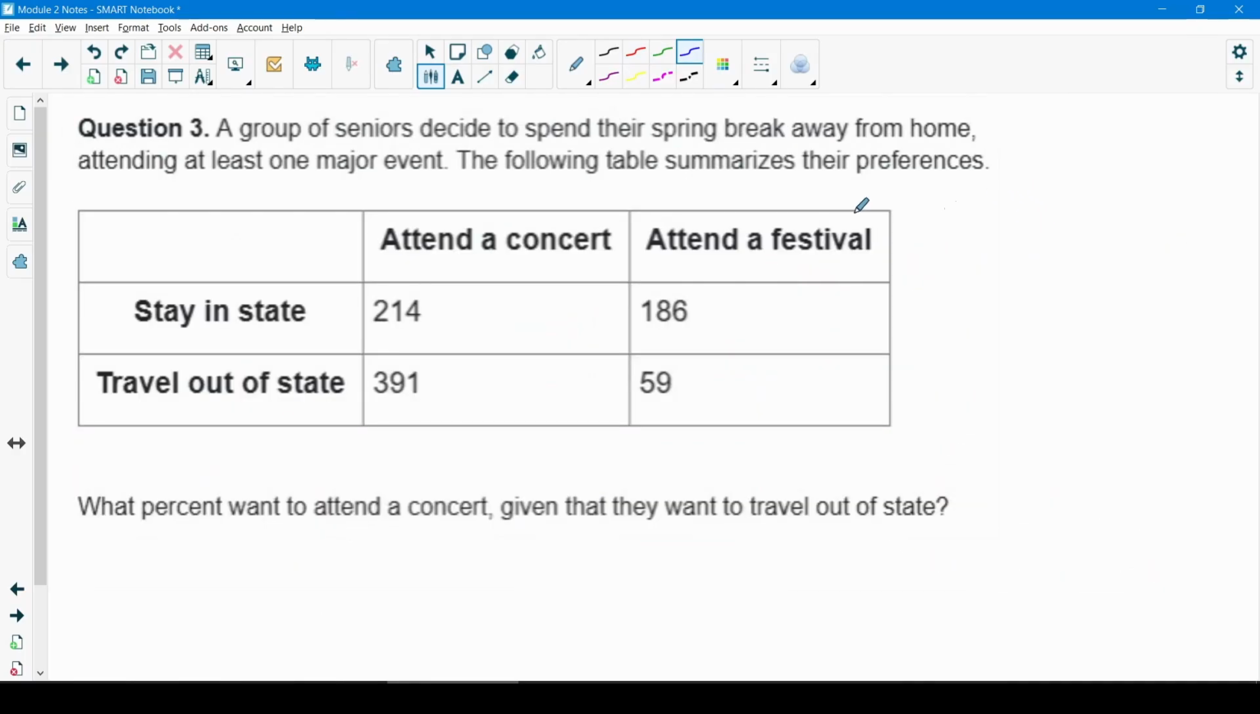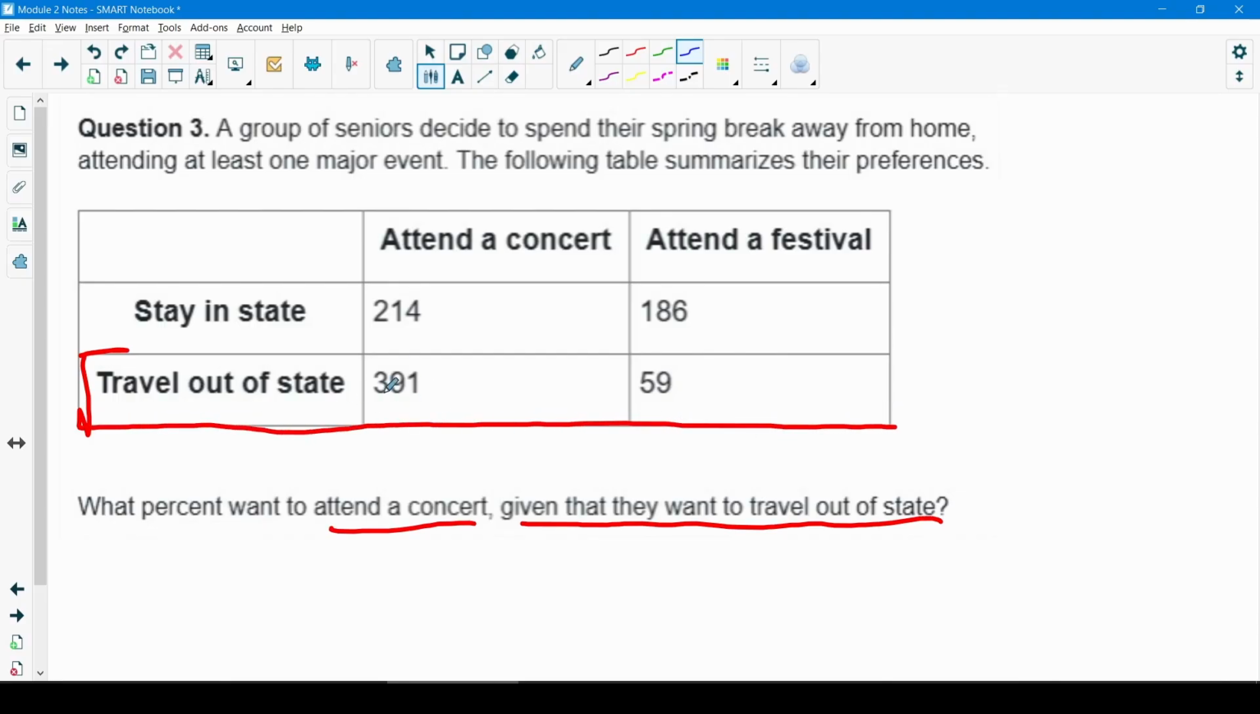Okay, my next example, a group of seniors decide to spend their spring break away from home, attending at least one major event, and the following table summarizes their preference. Here they're asking me what percent want to attend a concert, given that they are traveling out of state. So that given tells me to look here at this row. All right, and I'll be looking at the 391, they want to attend a concert, the 391 out of this row. So my first step here is, let's figure out what the total of this row is.